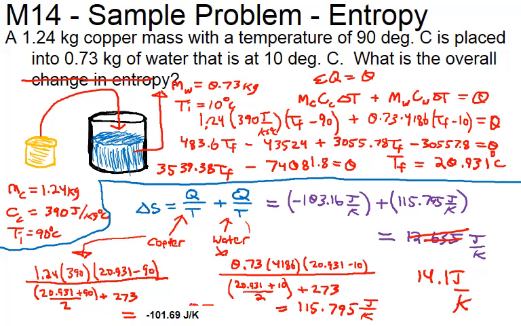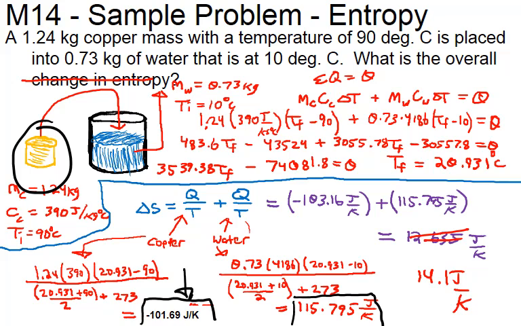So this means that even though this became more ordered, negative 101, this became more disordered and more than this, right? And so the overall entropy change is positive, and that's going to be true for any natural process. So you can have a decrease in entropy from one part, but the other part is going to compensate and be a greater entropy change.